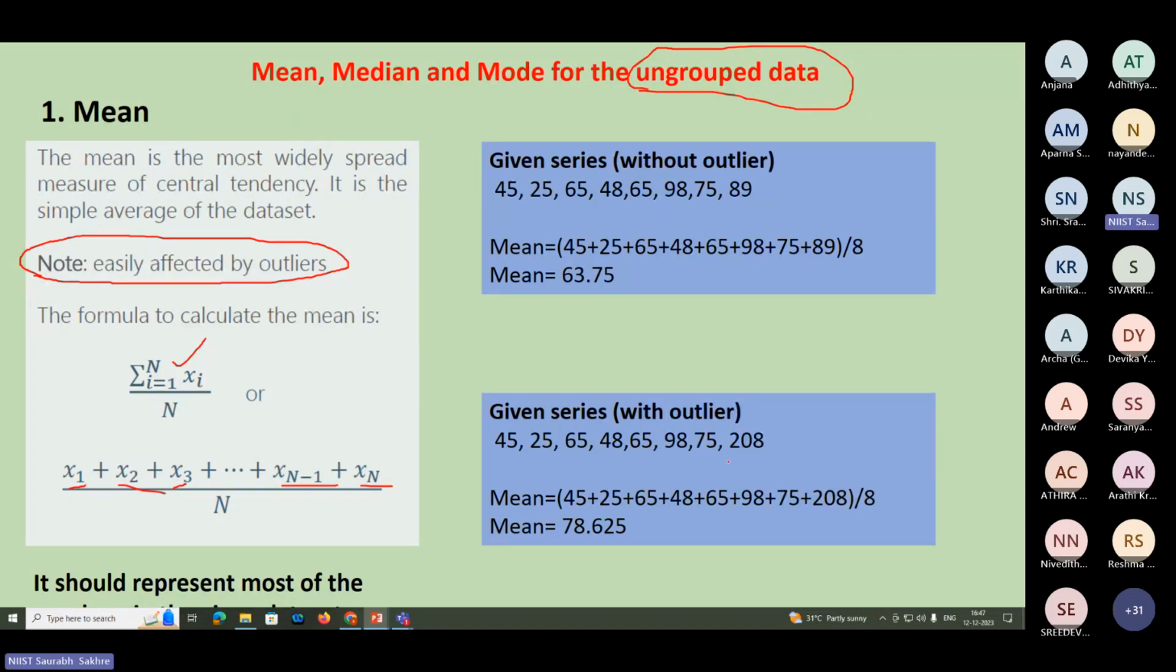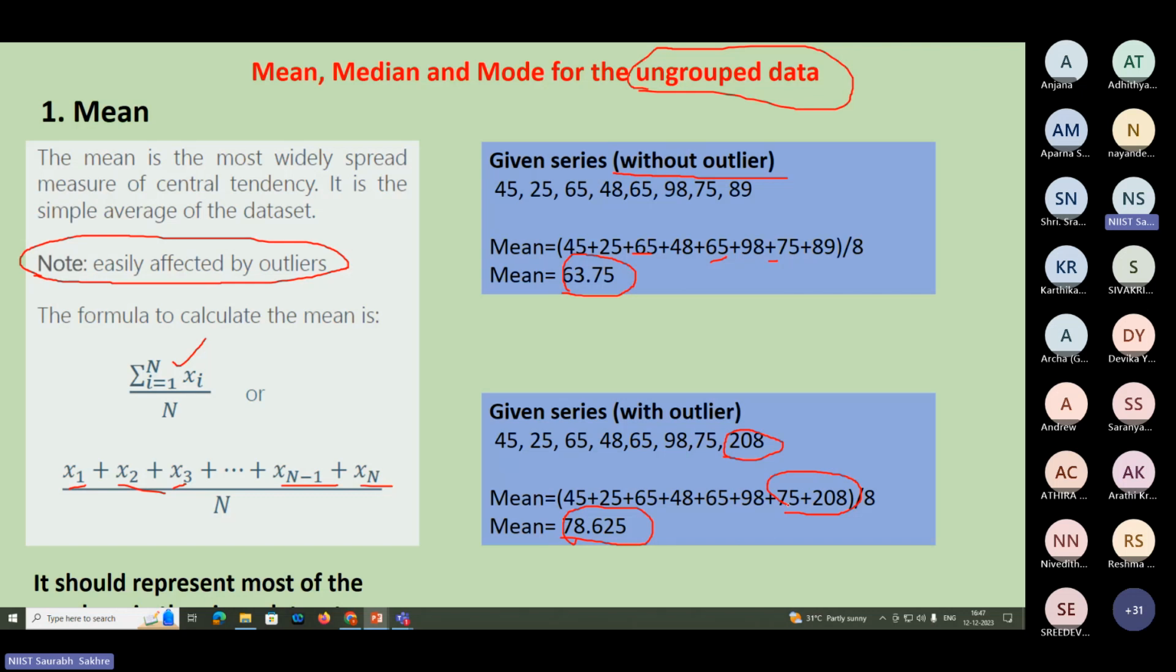But suppose one outlier is there. Here I have added 208. So you see the mean is 78.625 and here the mean is 63.75. When the data was without outlier, it was more or less representing the majority of the things. 65, 65, 75, it is nearer to them. But when it becomes 78, it is directly crossing 75, meaning it is representing only 2 of the data set. So because of the outlier, it is shifted from the central tendency.